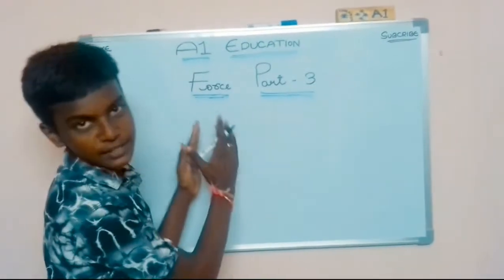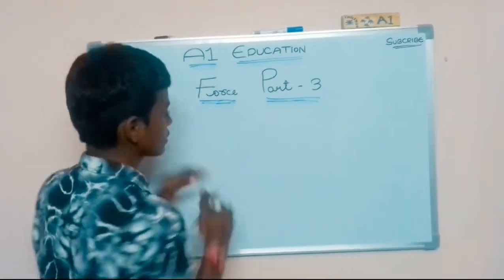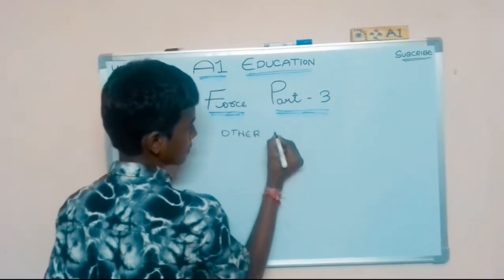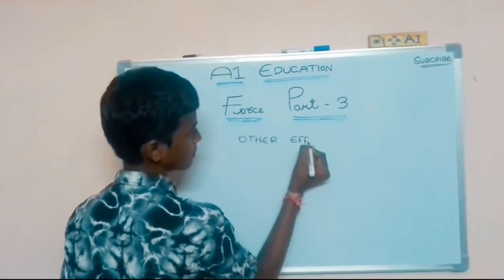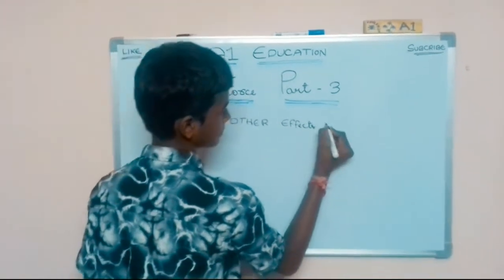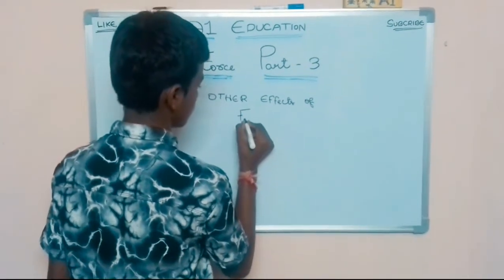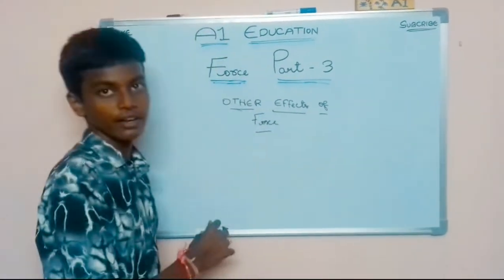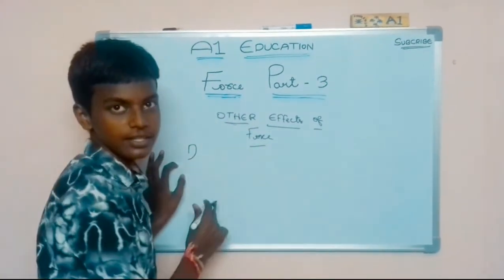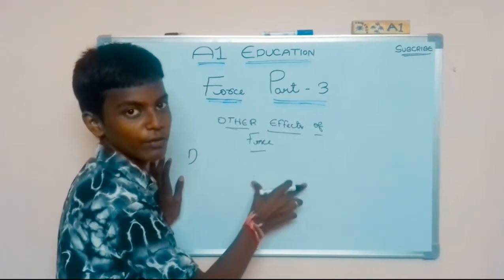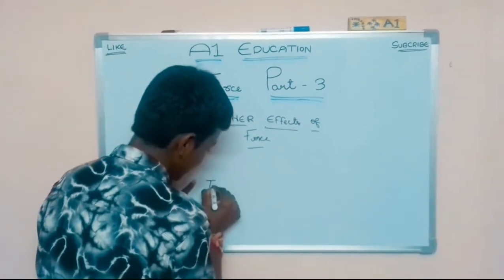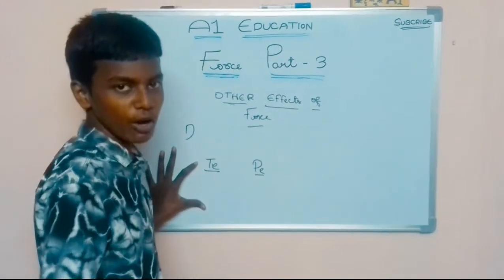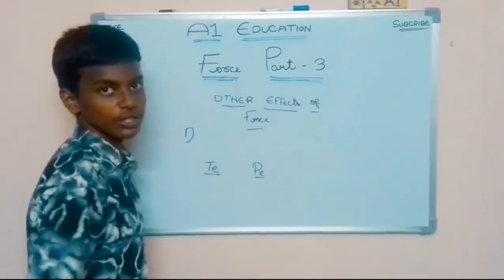We are going to the next part, other effects of force. What are the other effects of force? The force can act in other ways. The first effect is that it can change the shape of the object temporarily or permanently. What is temporary and what is permanent?